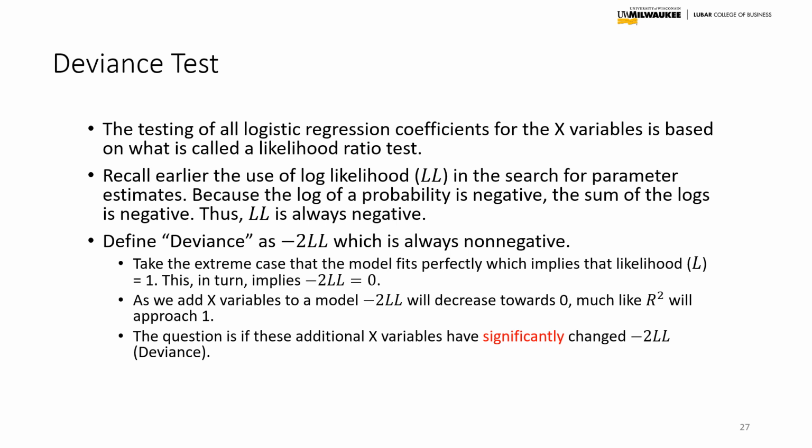So that's the most extreme case. That's kind of tantamount, like in regression, to having R squared being 1. And with that in mind, we can realize that as R squared approaches 1 in a standard regression, this is equivalent to, in logistic regression, minus 2LL getting closer to 0, the perfect case. The question is, if we add these additional variables, over and above not having the variables in the model, do we significantly change the deviance?